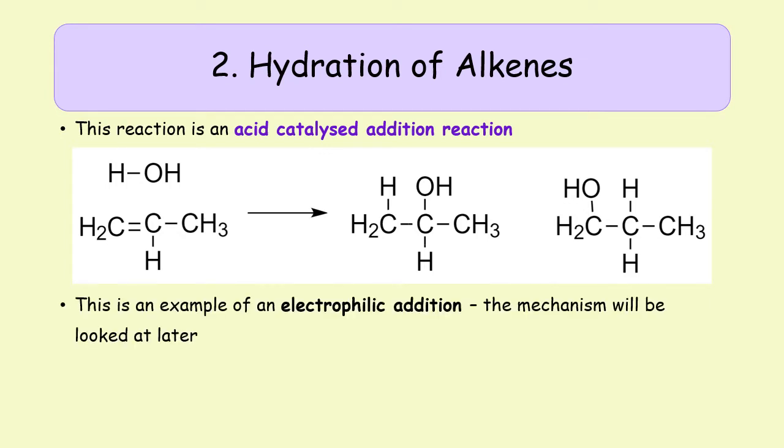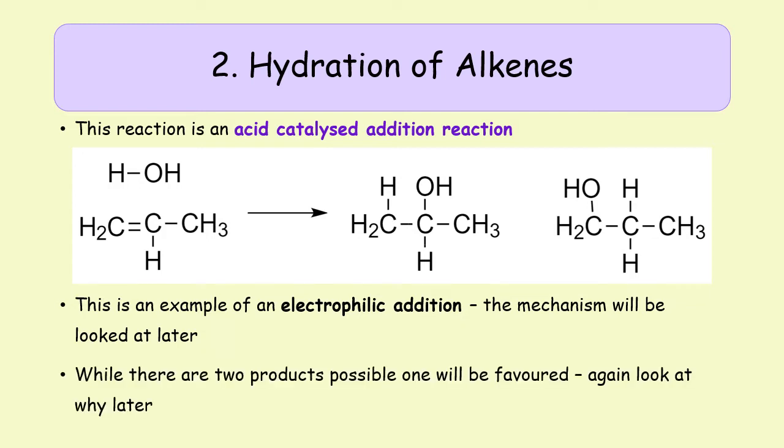This is an example of an electrophilic addition, and when we discuss alkenes, I will show you the mechanism for this reaction because it is quite a complicated mechanism occurring in 3 individual steps. While there are 2 possible products, one of them is favoured, and again the mechanism will show you which one of those is favoured.